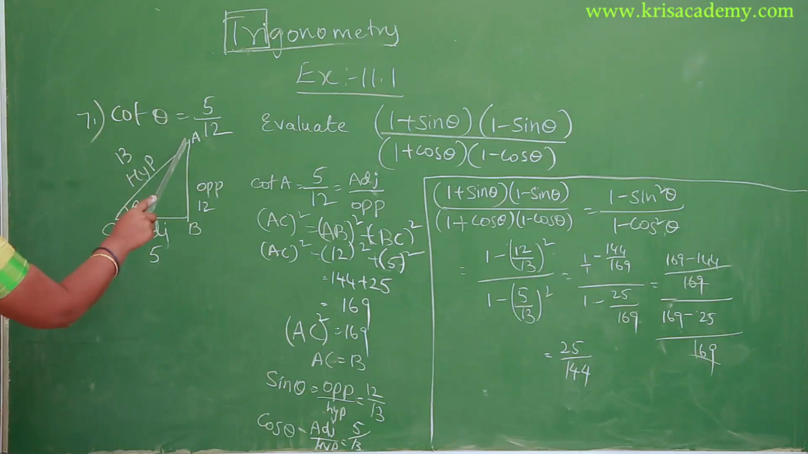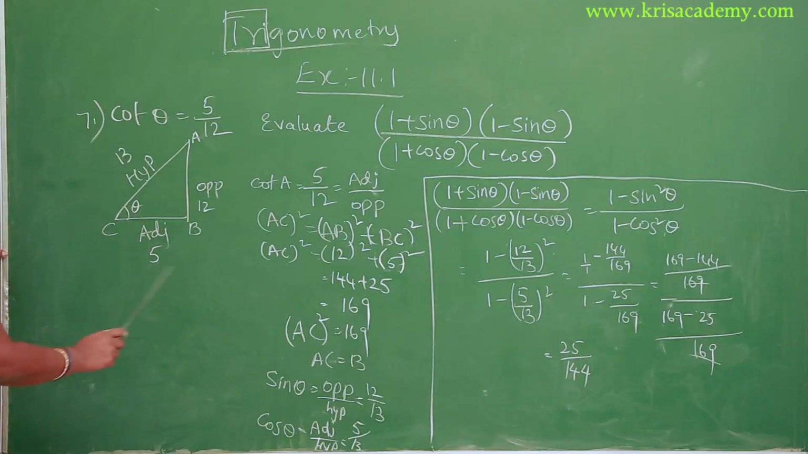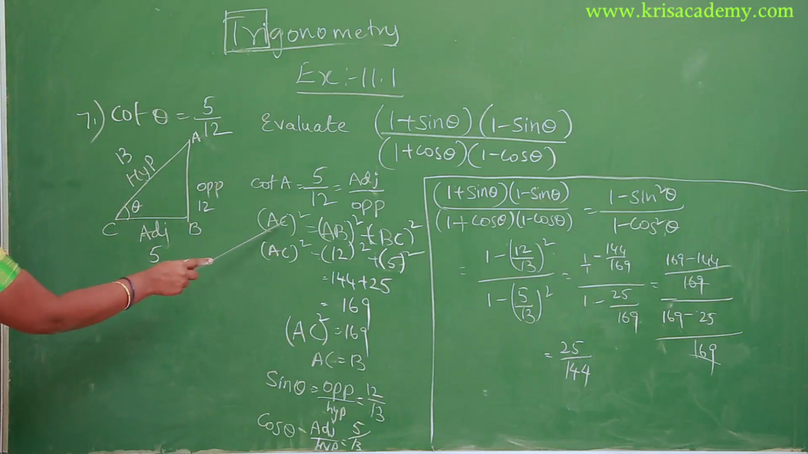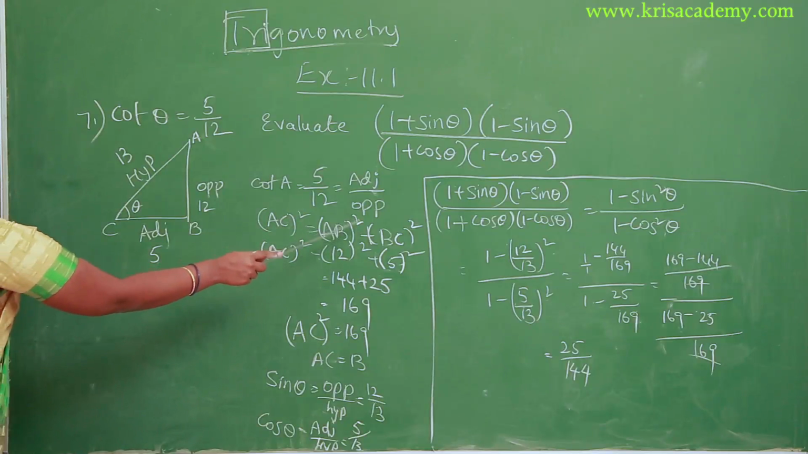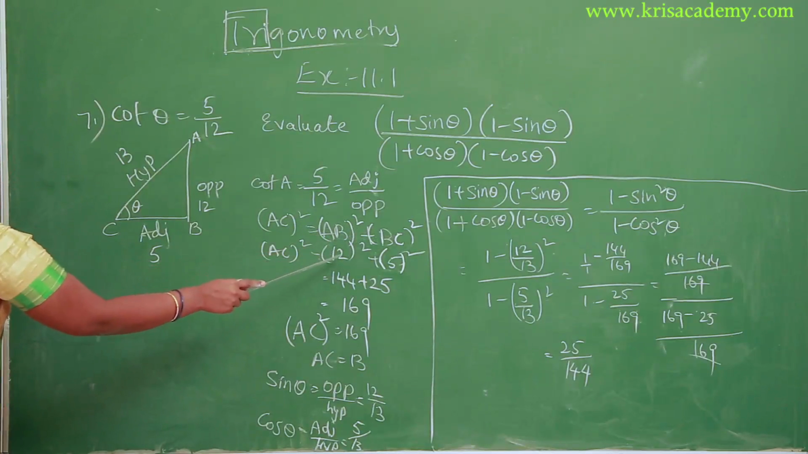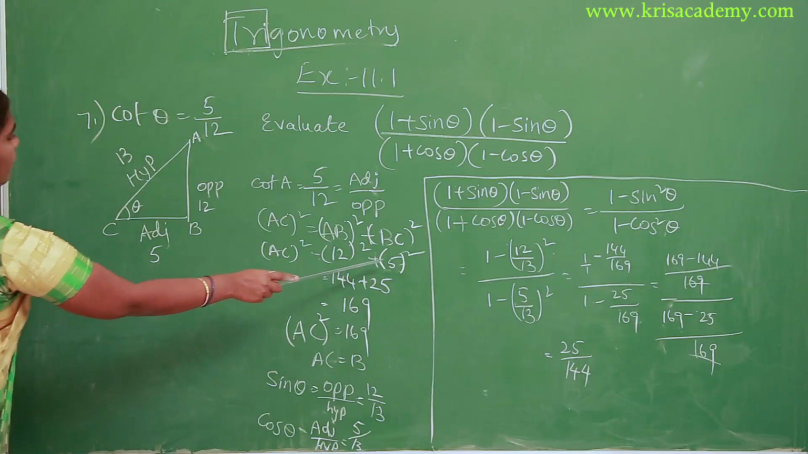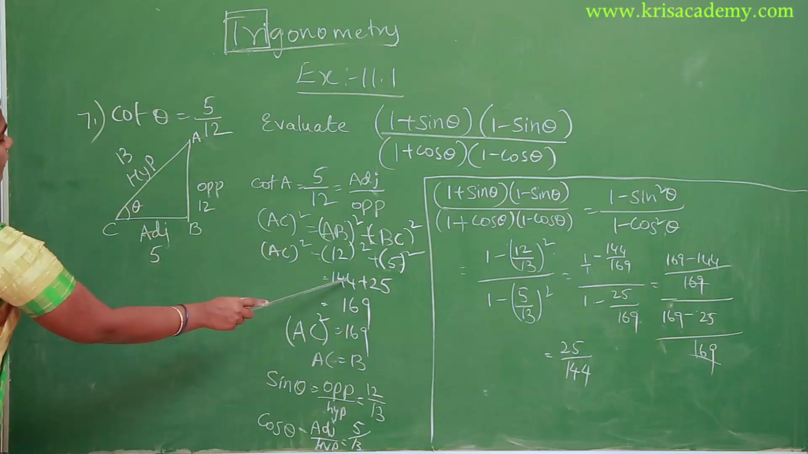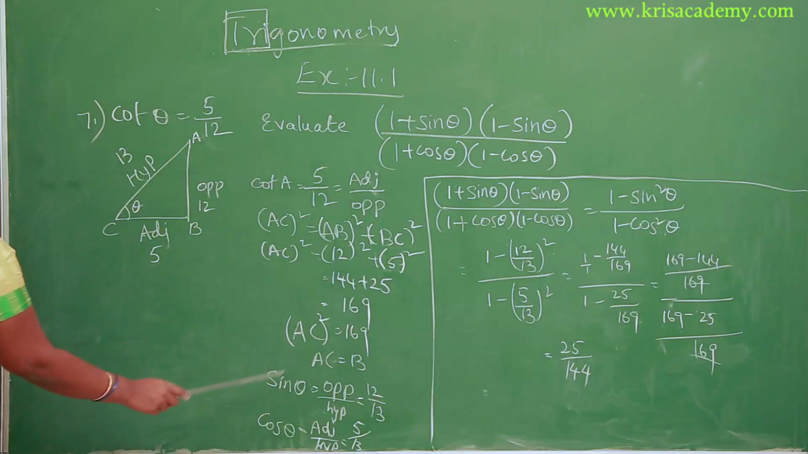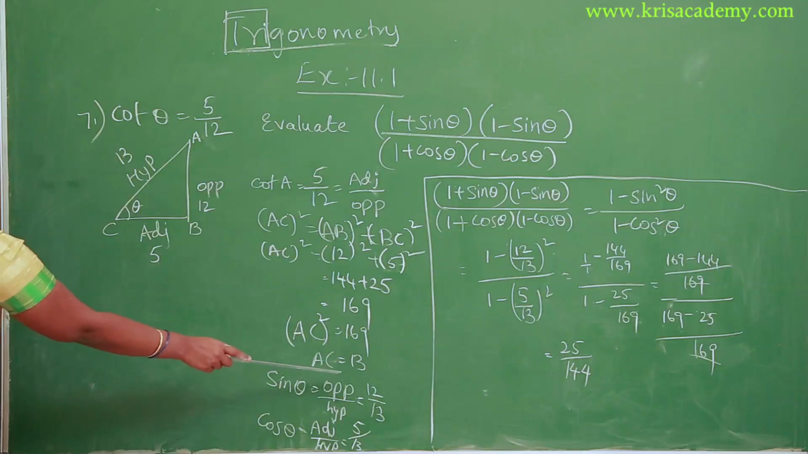So according to Pythagoras theorem, hypotenuse square is equal to sum of the squares of the other two sides. So hypotenuse is AC. AC square is equal to AB square plus BC square. AB value is 12, BC value is 5. 12 12s are 144, 5 5s are 25. 144 plus 25 is 169. Square root of 169 is 13.